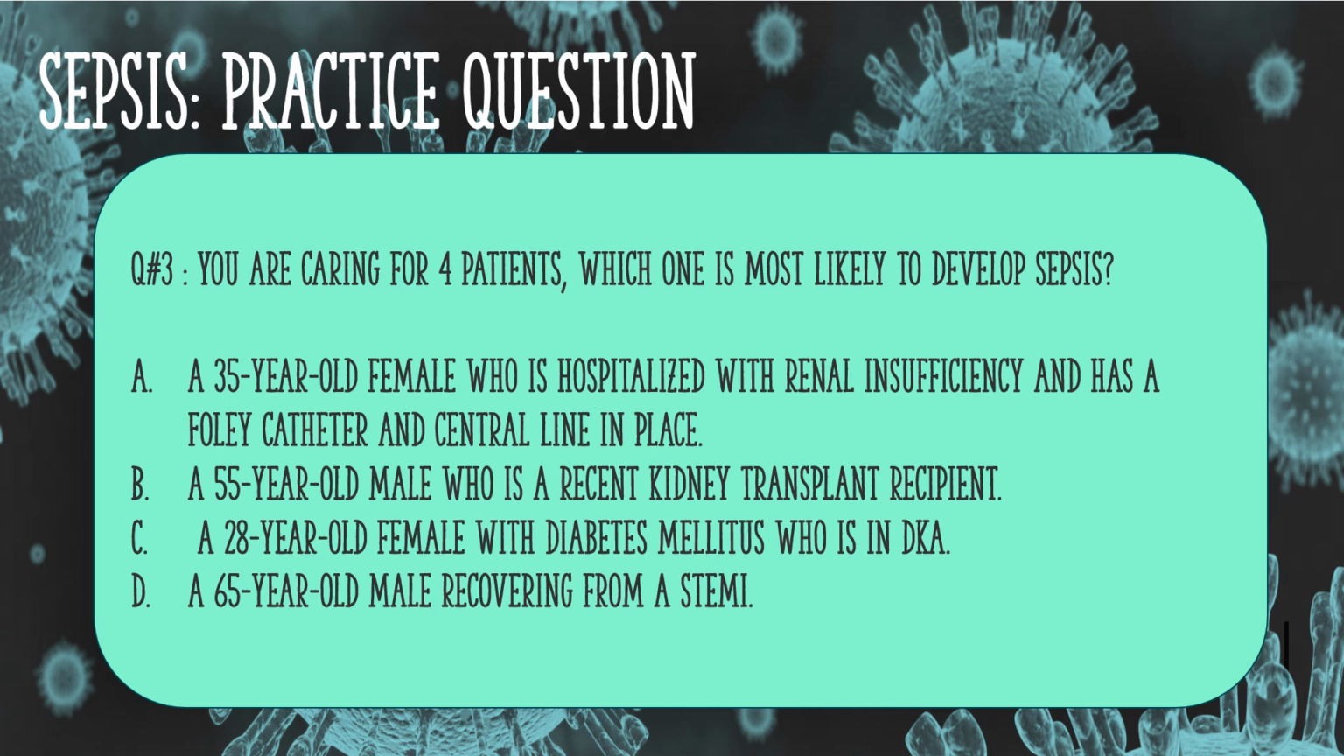So A is the correct answer, right? So they have comorbidity of renal insufficiency, kidney insufficiency. They have a Foley catheter and a central line. So Foley catheter and a central line, that's 2 lines that potentially could give us an infection. And they have kidney disease. Ooh, that's a trifecta. That's bad.